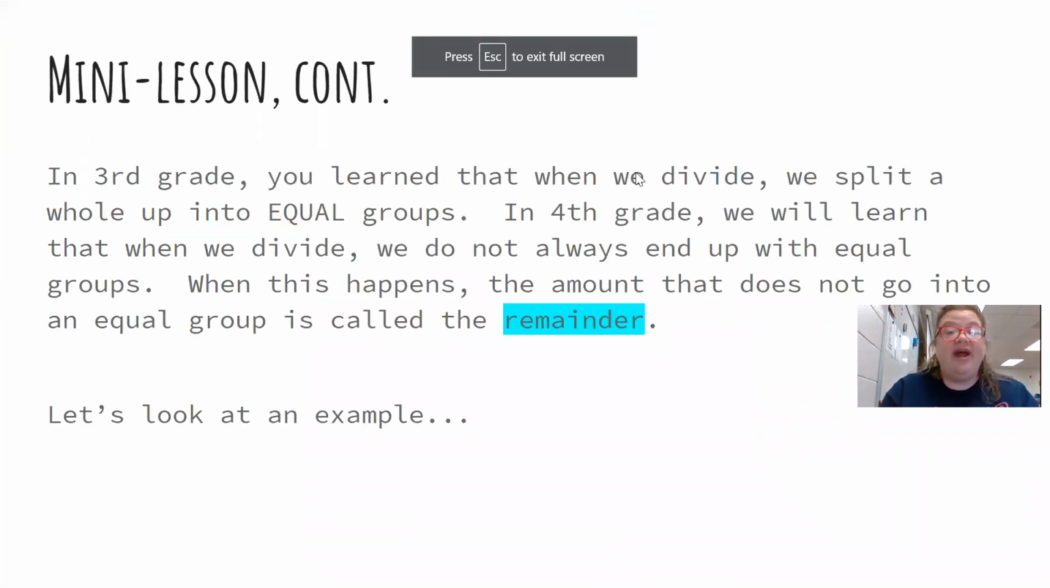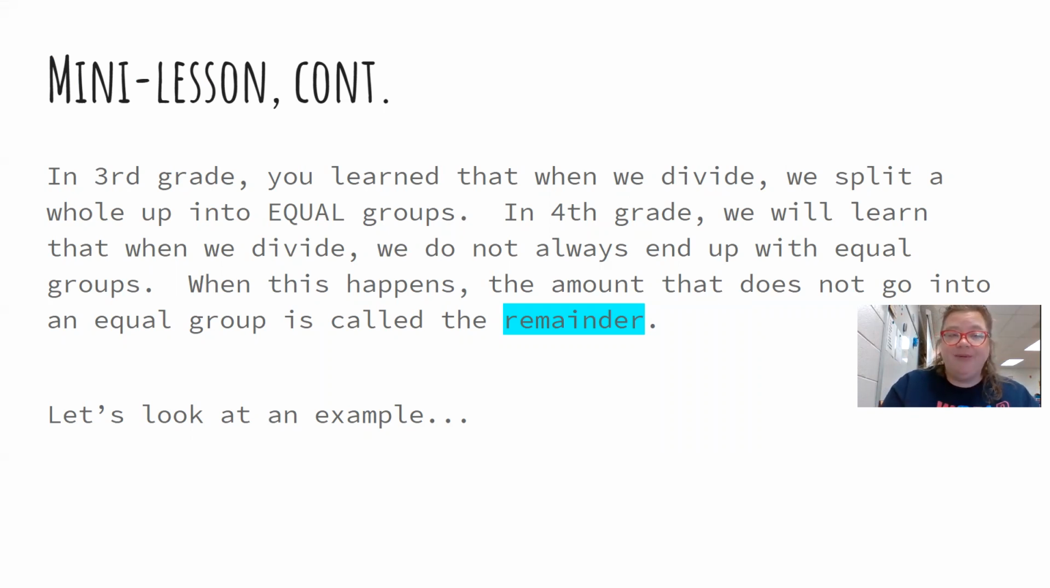So in 3rd grade, you learned that when we divide, we split a whole amount or a group of things up into equal groups. In 4th grade, you're going to learn that when we divide, we do not always end up with equal groups. Sometimes when you divide, there's going to be something left over, and that is what is called a remainder. Okay, so all the beautiful division problems you did last year in 3rd grade were great practice, but they all worked out equally. And now you're going to learn that that isn't always what happens.